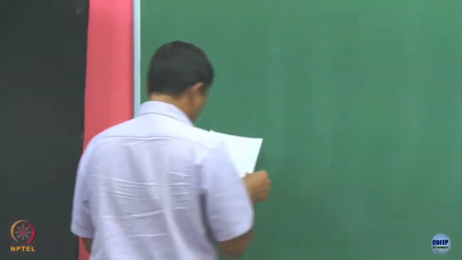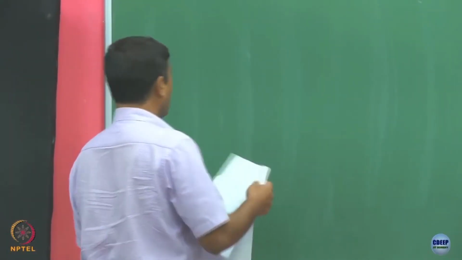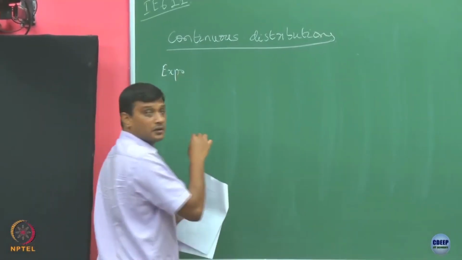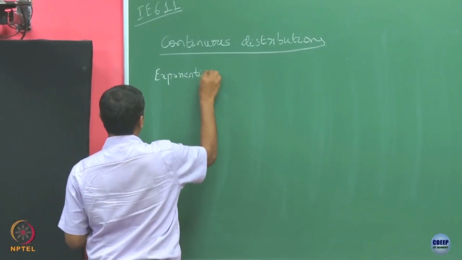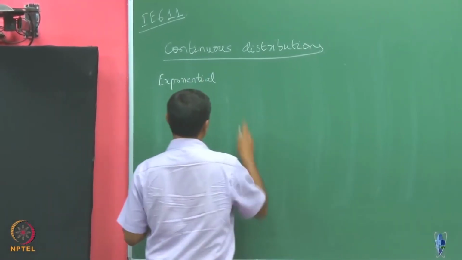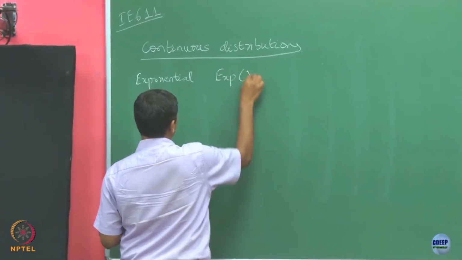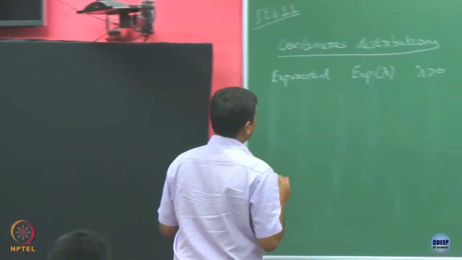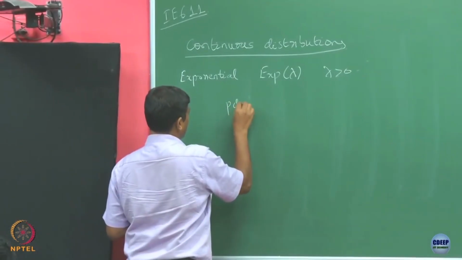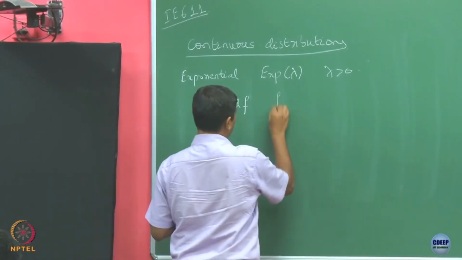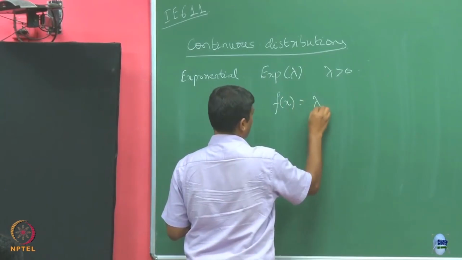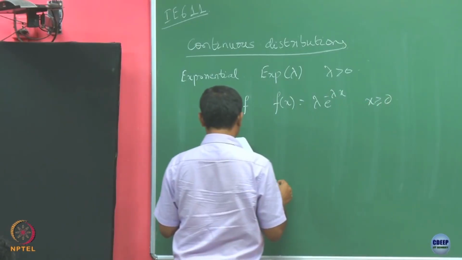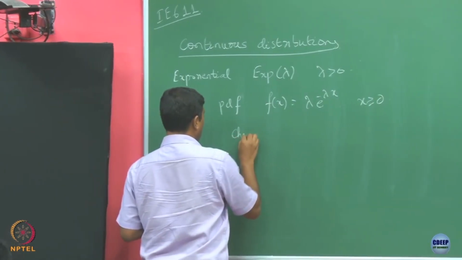Now we are going to see another distribution called exponential. The PDF of this distribution, we are going to take as f of x equals lambda times e to the power of minus lambda x, and this is for all x positive, and its characteristic function.